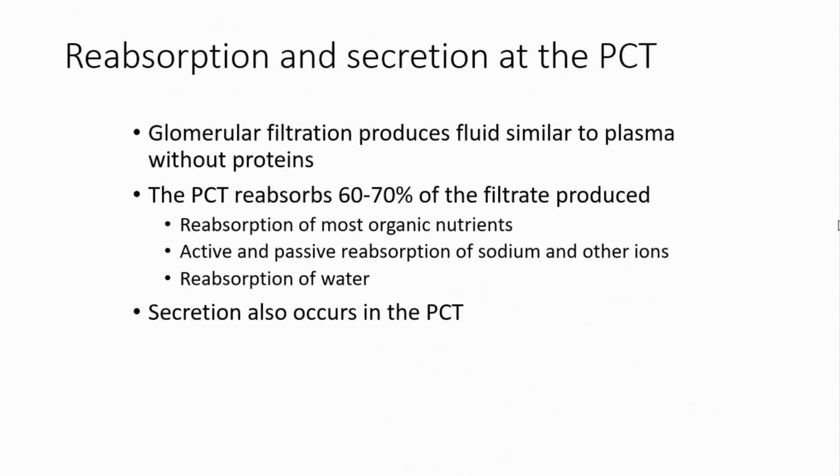Reabsorption and secretion at the proximal convoluted tubule. Glomerular filtration produces fluid similar to plasma, but without the proteins. The PCT reabsorbs 60 to 70% of the filtrate produced. Reabsorption of most organic nutrients takes place here, along with active and passive reabsorption of sodium and other ions, and also reabsorption of water. And then secretion also occurs in the proximal convoluted tubule, the PCT.